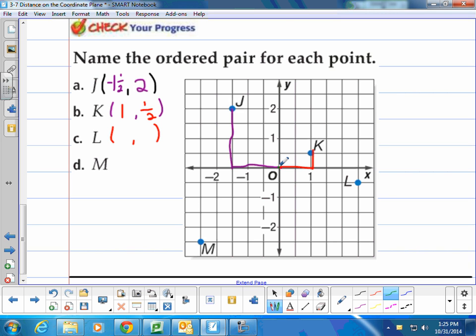Starting again at the origin. Looks like I would go to the left, or to the right, sorry. 1, 2, and 1/2. I went to the right 2 and 1/2. And to get down on my y-axis, I went down 1/2, so that'd be a negative 1/2.